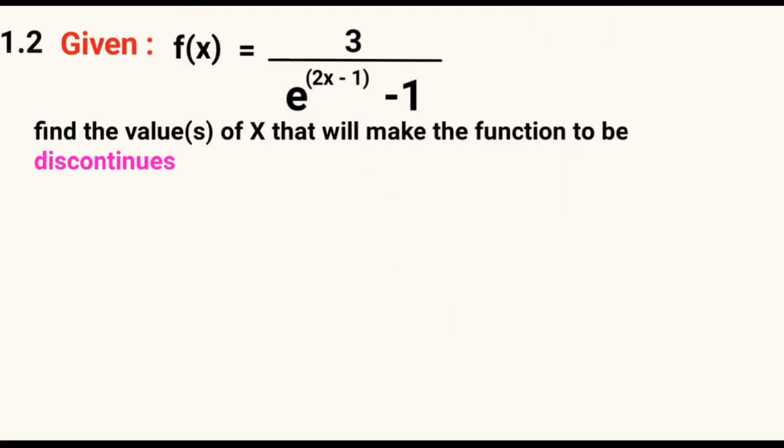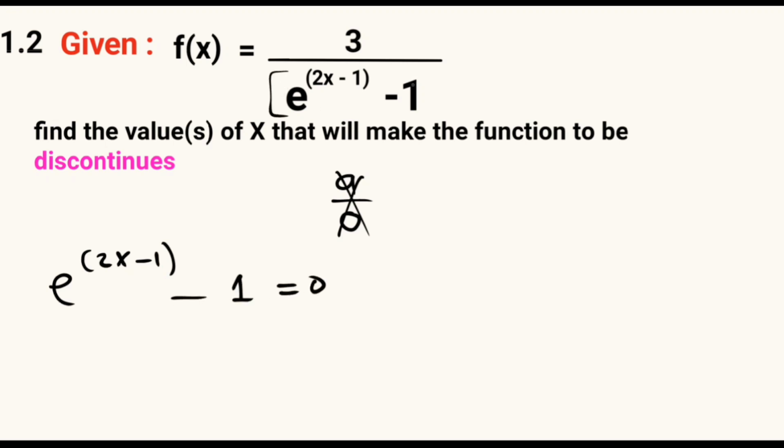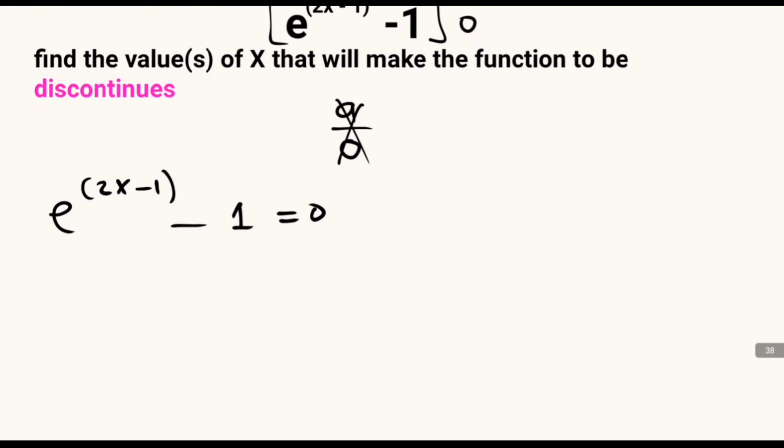Question 1.2, we are given the function f of x equals 3 divided by e raised to the power 2x minus 1, and we have to find the value or values of x that will make the function discontinuous. We know that division by 0 is not allowed. So whenever e raised to the power 2x minus 1 is equal to 0, then this will be equal to 3 divided by 0, and division by 0 is not allowed. So from here we have to solve for x.